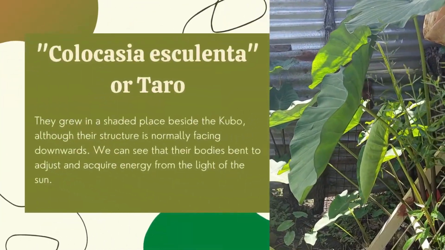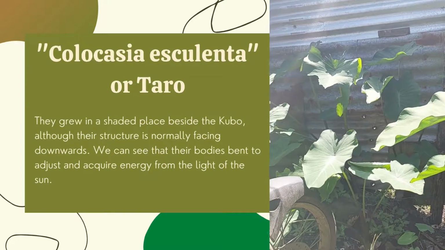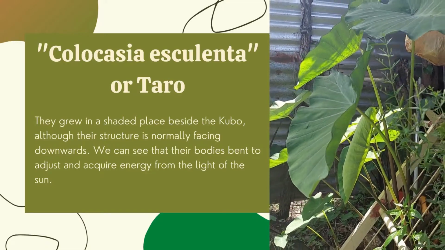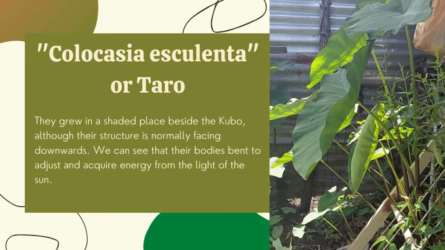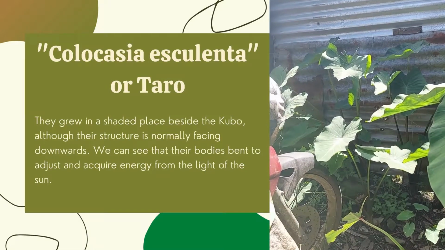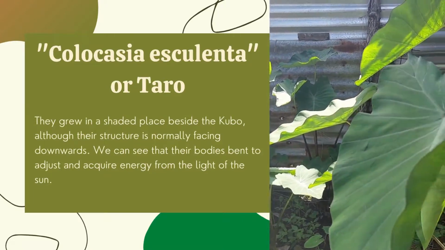One example of this movement is a tropical plant called Colocasia esculenta or taro. They grew in a shaded place beside the kubo. Although their structure is normally facing downwards, we can see that their bodies bend to adjust and acquire energy from the light of the sun.